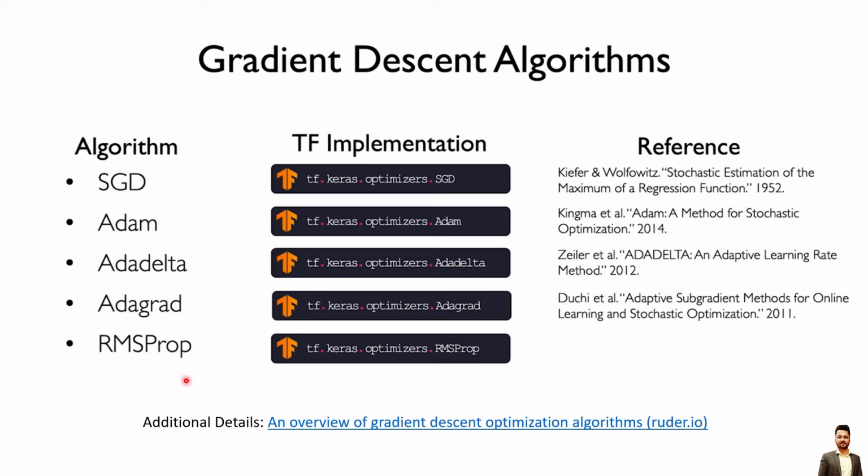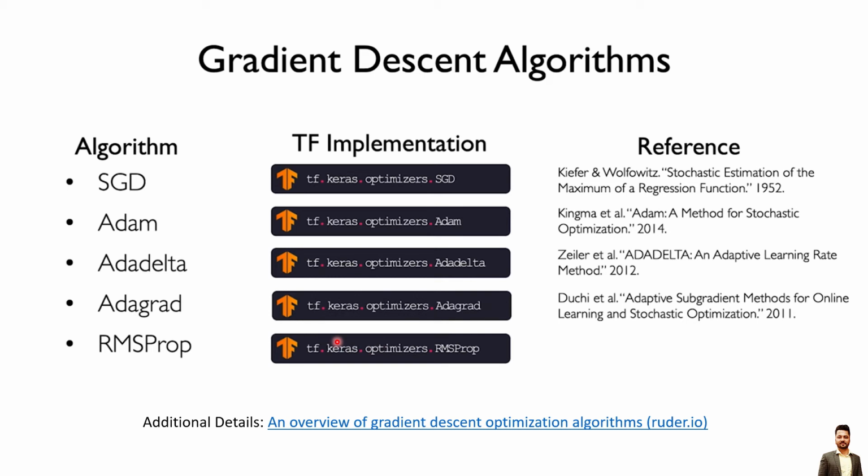RMSprop did not get published in a research paper. You are not seeing a research paper here. You are not seeing any reference here. Why? Because this was developed during the recording of Coursera machine learning lectures. So one of the professors was teaching the concept, and they accidentally found this method, and later on they gave it the name root mean square propagation, RMSprop. So this is not published in any research paper, but it is also very widely used, and it has been implemented by Google in TensorFlow under the optimizers RMSprop.